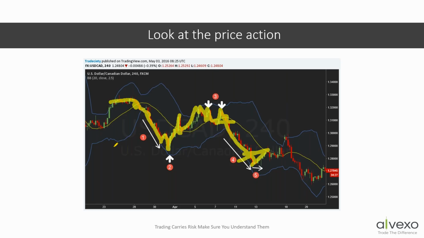If we combined it with support and resistance levels, and we combined it with maybe RSI and volume, we would have been assured that these signals were safe for us to be trading.